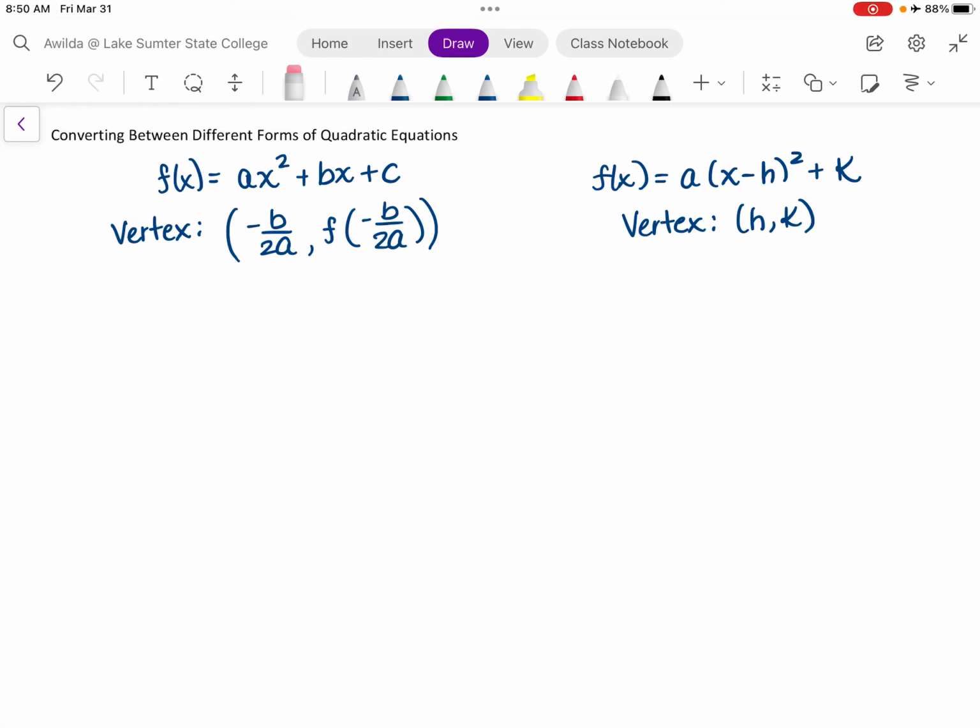In this video, we're going to practice how to convert between different forms of a quadratic equation. I've already pre-printed two ways for writing the equation of a quadratic function. On the left, we have f of x equals a times x squared plus bx plus c.